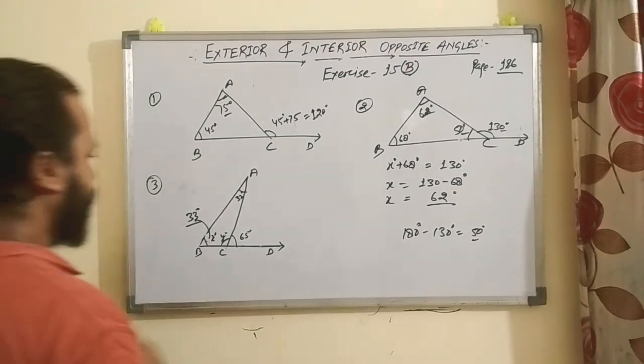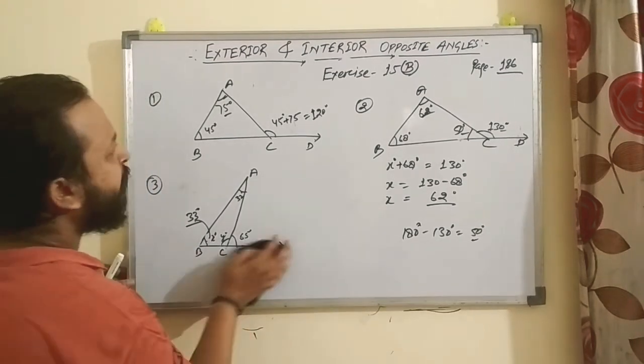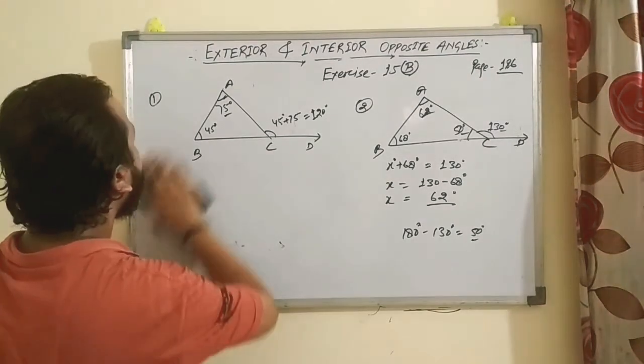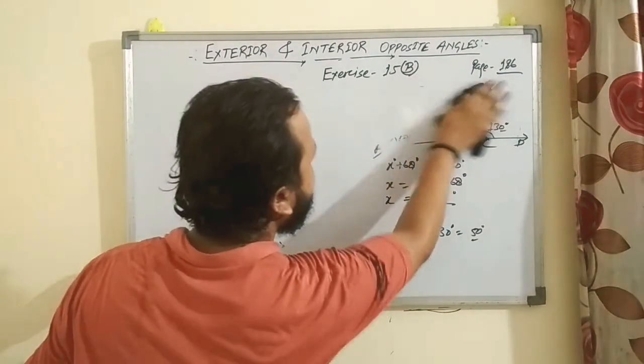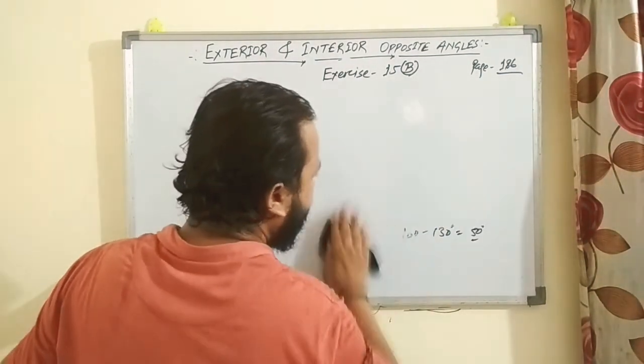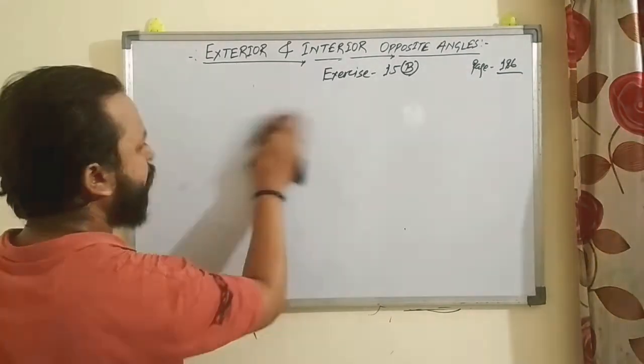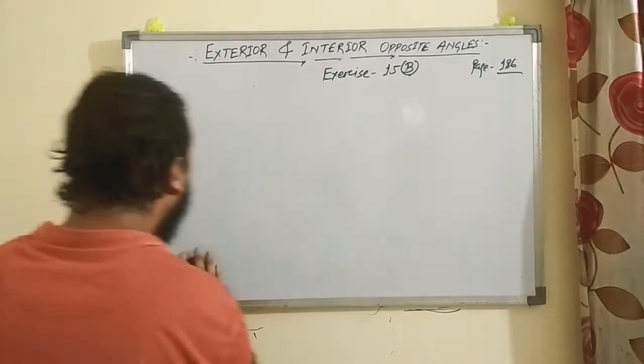Now come to question number 4. They are very easy questions. You have to just understand the concept of the exterior angle and interior angle, right? And you can easily solve it. Now come to question number 4.